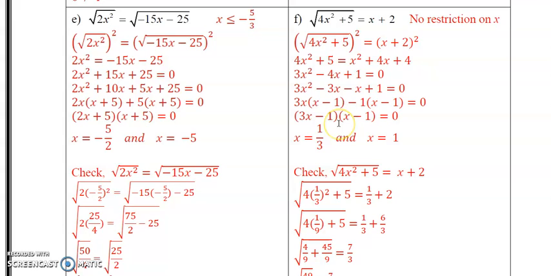Let's look at example F. Example F, we have the square root of 4x squared plus 5 is equal to x plus 2. There's no restriction on the x value because this is x squared. Again, if this number is negative or positive, you're going to square it, so it's going to become positive anyway. So any values will work, so there's no restriction on the x value.